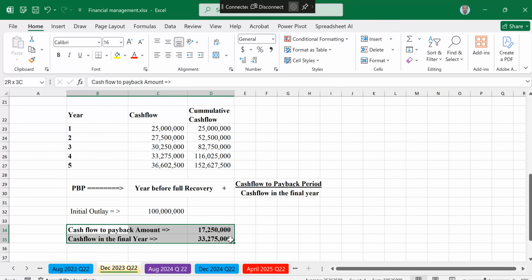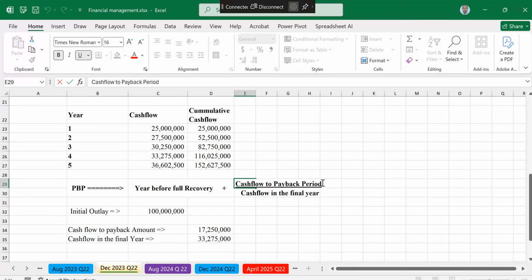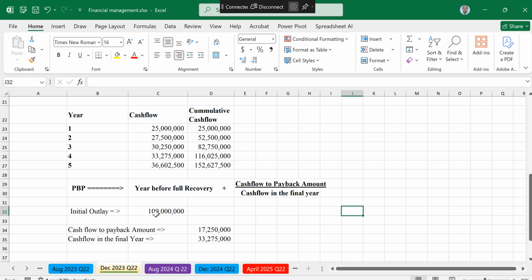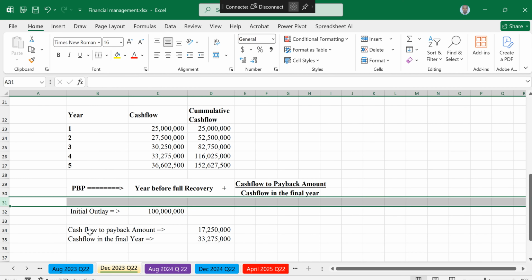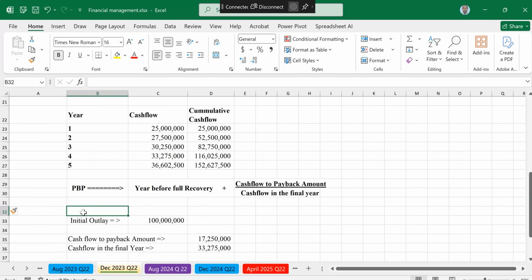Now that can help you to get what they want there. So this is cash flow to payback amount. Like that, cash flow to payback amount. This can be a place for a note.